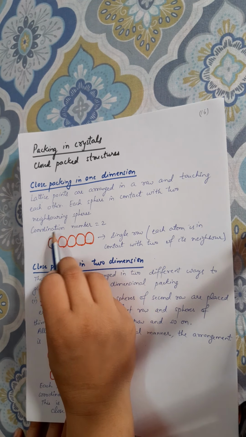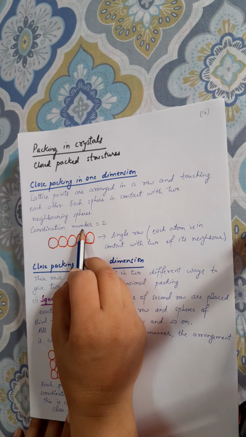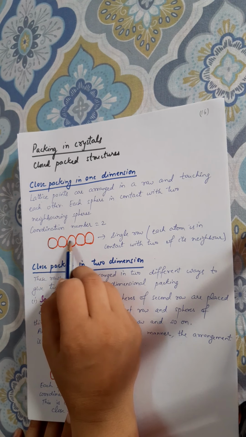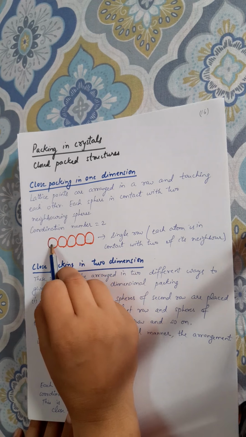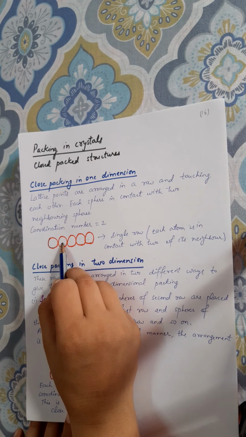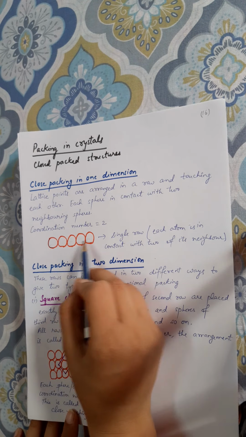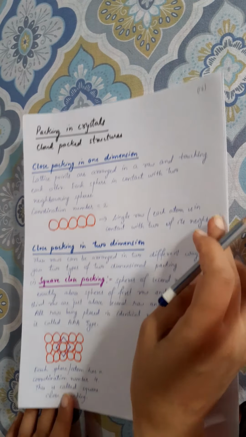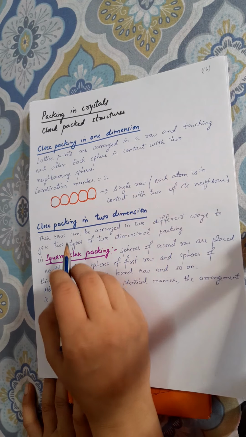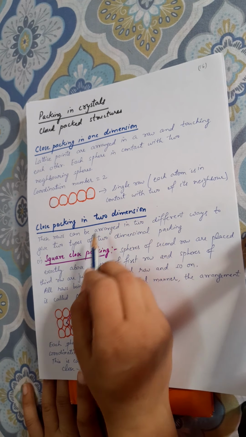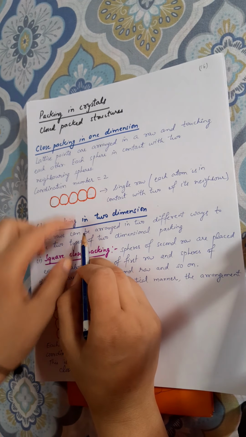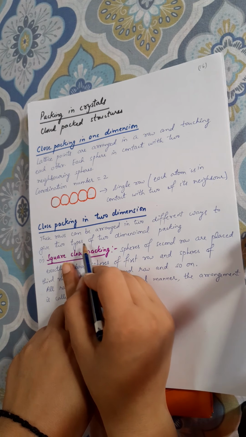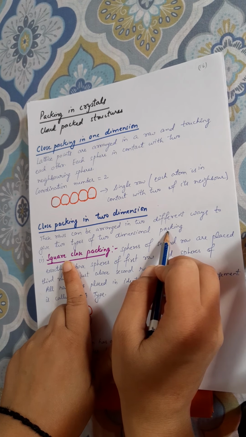So what is coordination number? Coordination number is the number of neighboring spheres touching a sphere. So the coordination number in this case is 2. In a single row, each atom is in contact with two of its neighbors. This is close packing in one dimension. Close packing in two dimensions: these rows can be arranged in two different ways to give two types of two-dimensional packing.